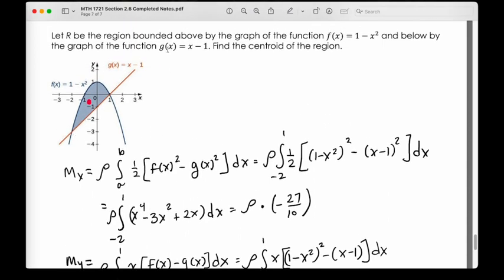Now it doesn't tell you in the problem where it's bounded, so you'll have to do a little bit of work if it doesn't tell you where it intersects by setting these two equal to each other. It's bounded here and it's bounded here. So we're going from x is -2 to x is 1. So that's the interval that we're interested in.